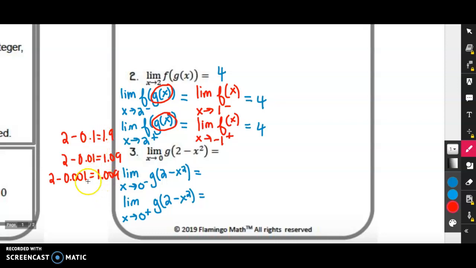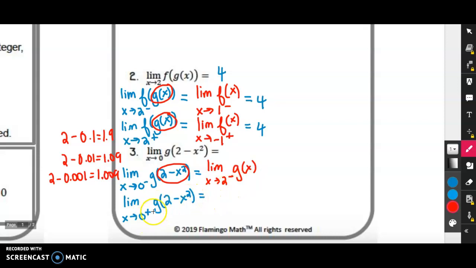So I'm getting closer and closer to 2, but I'm always going to be less than 2. So when I do my substitution, what my limit will now be approaching is 2, but it will always be from values less than 2. And so then I can write g of x that way.